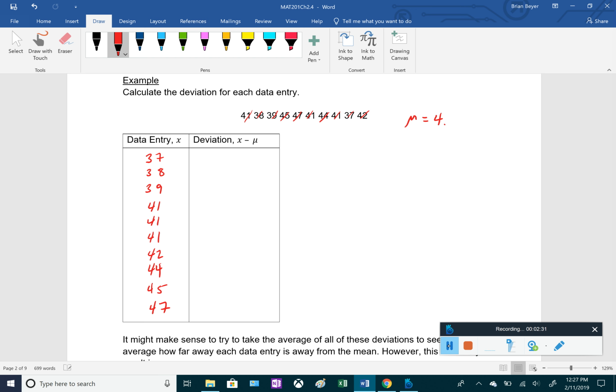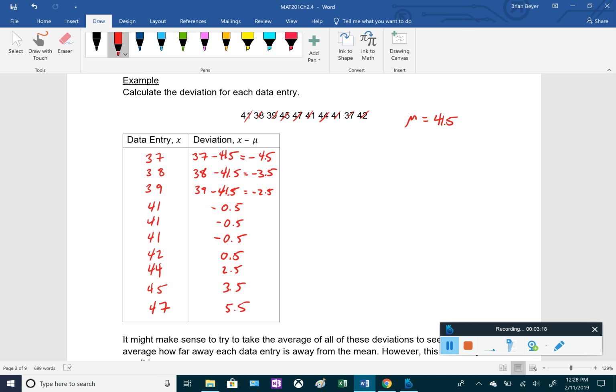We get negative 0.5, negative 0.5, negative 0.5, positive 0.5, 2.5, 3.5, and 5.5. So you can see that the deviation is negative if the data entry is smaller than the mean, and it's positive if it is greater than the mean. So those are the deviations. It just tells us how far away the data entry is from the mean.